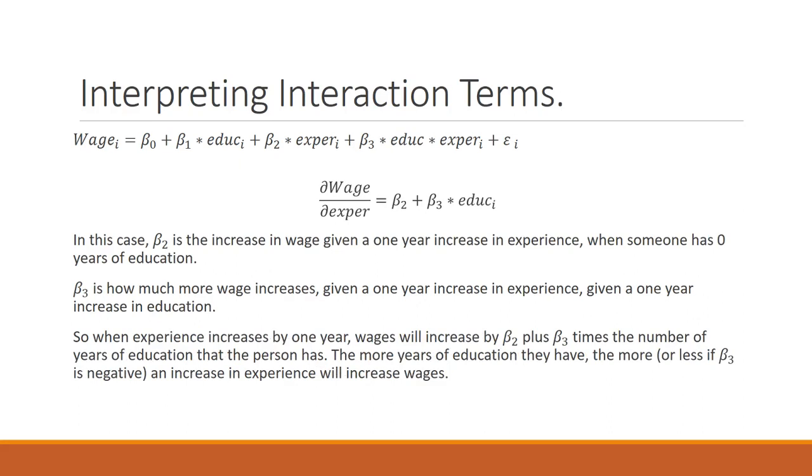We could do this the same way, but just reversing it. I can interpret beta 3 in two different ways because it's connected to an interaction term. So now let's take the derivative of wage with respect to experience. In this case, I want to know how much does experience impact your wages?